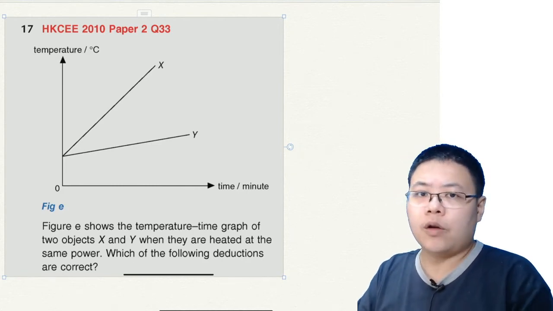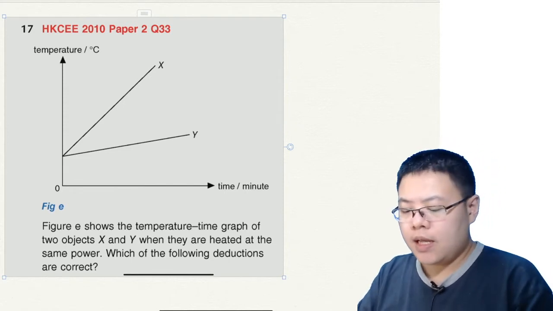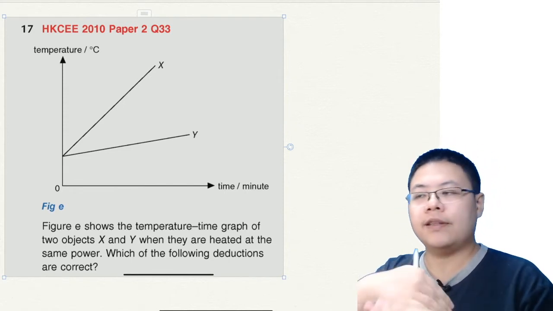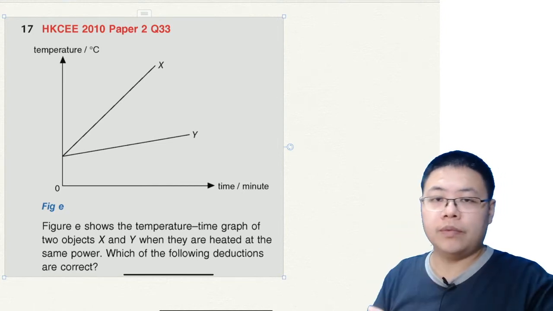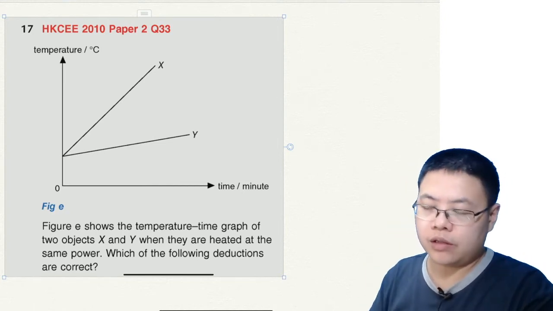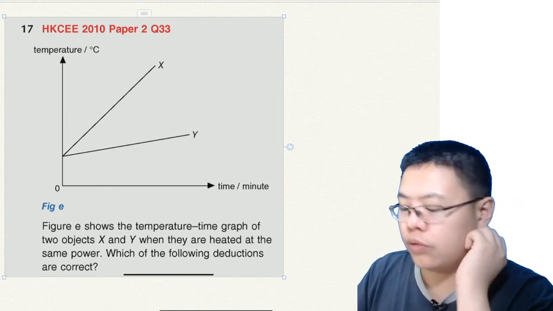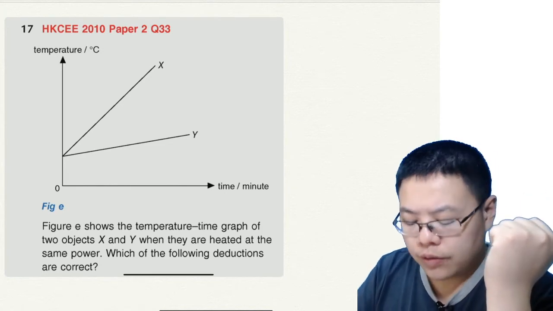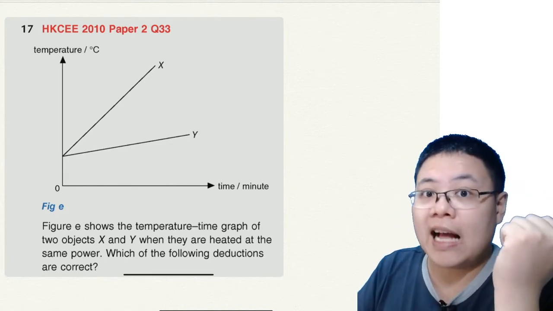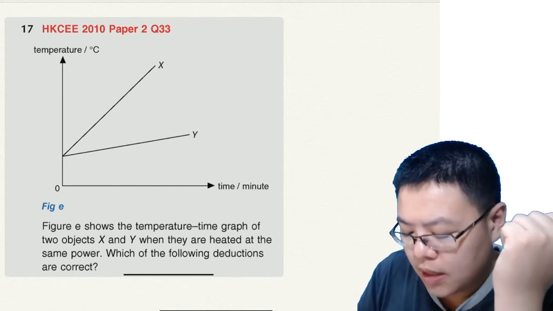Okay, about the graphs. Sometimes when we are talking about specific heat capacity, there will be some graph with different straight lines, with a larger slope and a smaller slope. And when you see this kind of graph, don't be too nervous. Now I'm going to tell you how to distinguish which one has a larger specific heat capacity and which one has a smaller specific heat capacity.